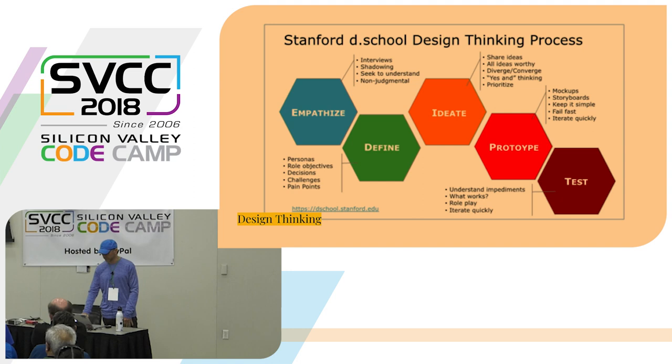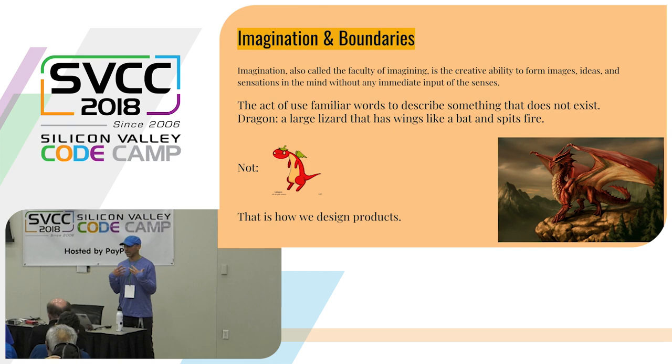Now, imagination has boundaries, right? You have to be able to explain to people what you're talking about when you're talking about your imagination. Like, you can't describe a dragon with a tomato, right? It just doesn't work. If you want to talk about a dragon, it's a lizard with wings, and it breathes fire. So you have to give people a context in which you're going to talk about your imagination.